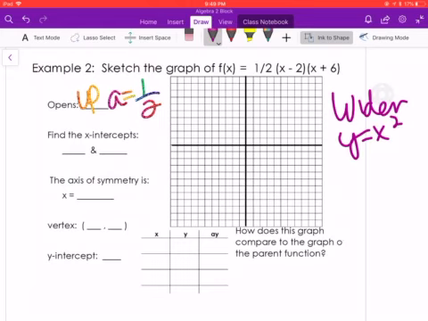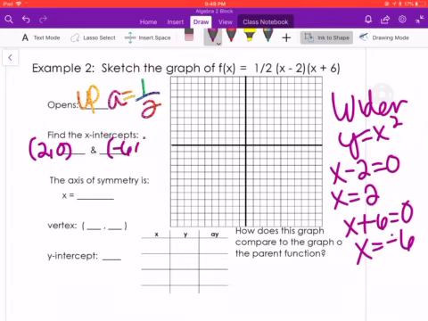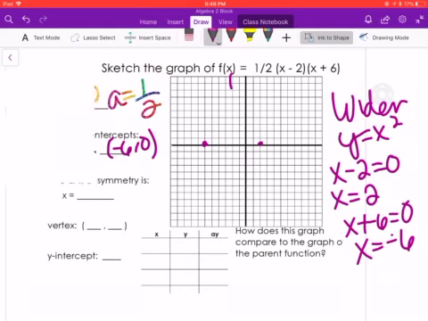My x-intercepts are going to be when I solve for x. So if x minus 2 equals 0, x equals 2. If x plus 6 equals 0, x equals -6. My x-intercepts will be 2, 0, and -6, 0 then. So I'm going to start by graphing those. And my axis of symmetry will be halfway between that. So it'll be at -2.